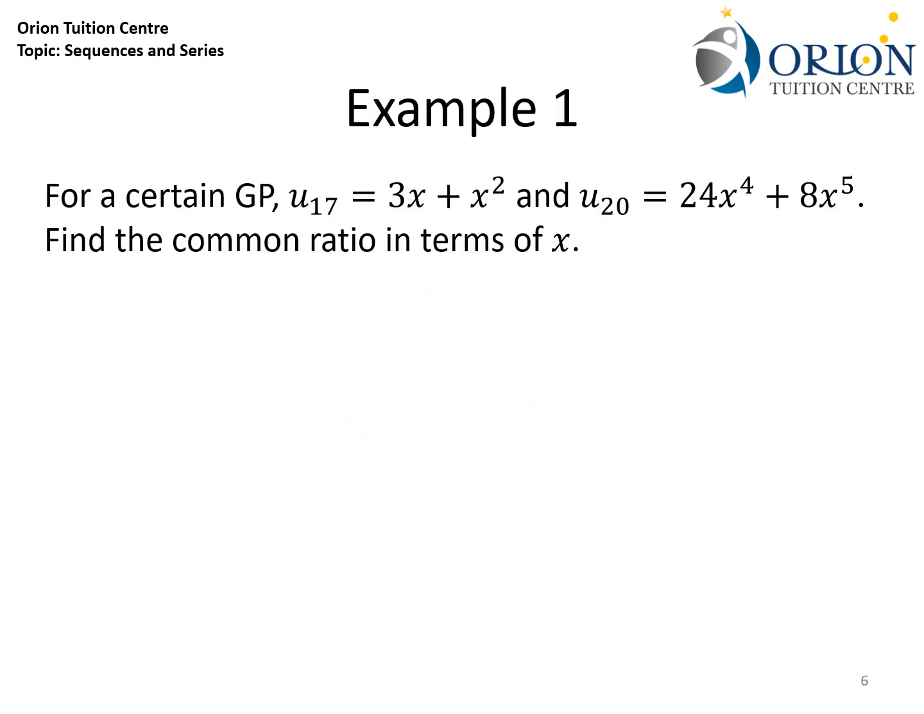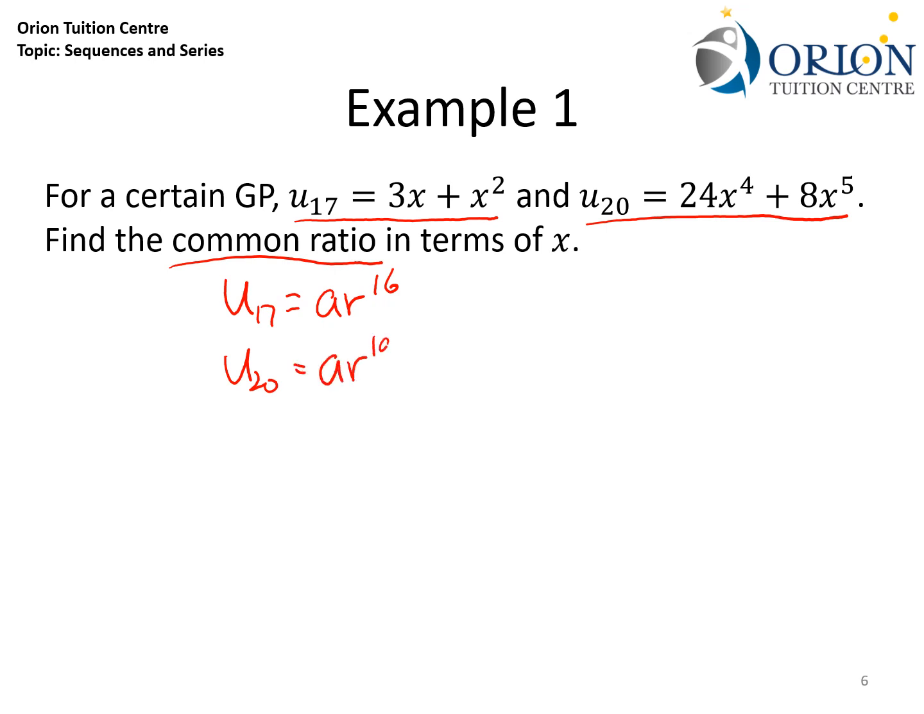In example 1, we are given two terms of a GP, the 17th term and the 20th term. Based on this, we have to find out what is the common ratio in terms of x. So we know that U17 can be written as AR to the power of 16, and U20 can be written as AR to the power of 19.